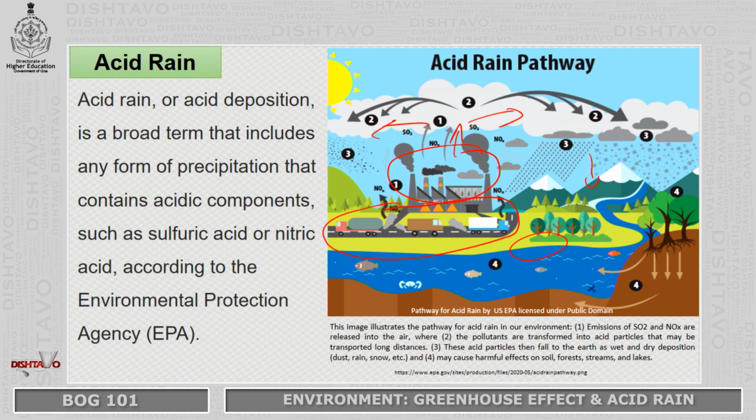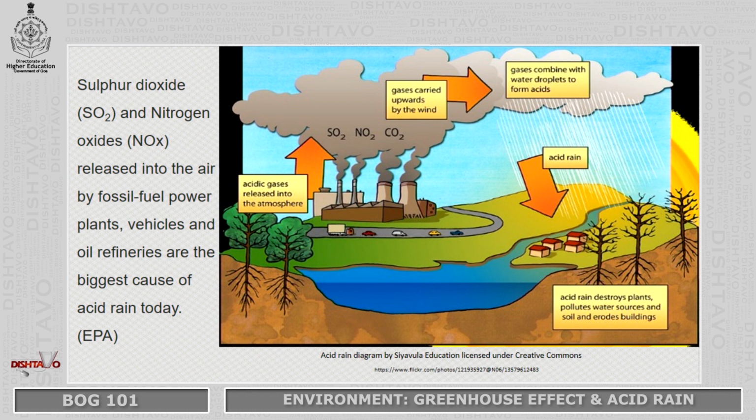Once it comes down, it affects the organisms that are there. Not only the organisms, it actually affects everything. We'll just have a look at this other presentation also. So the gases which are released are acidic in nature, and the gases get carried away by wind. They combine with water droplets, form acid, and the acid comes down. Basically, this is acid rain.